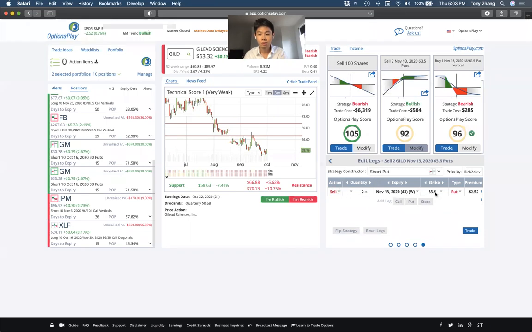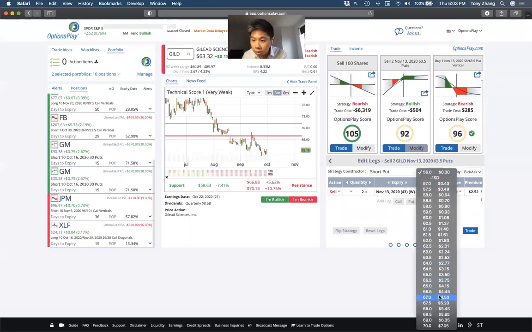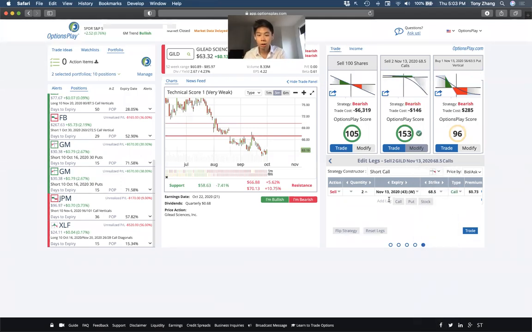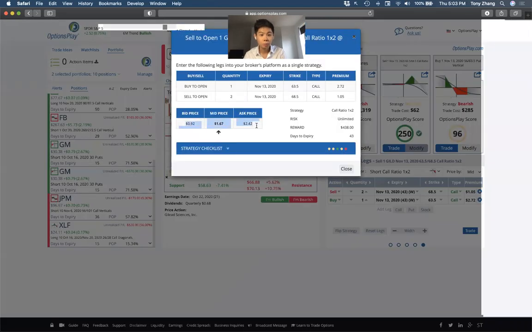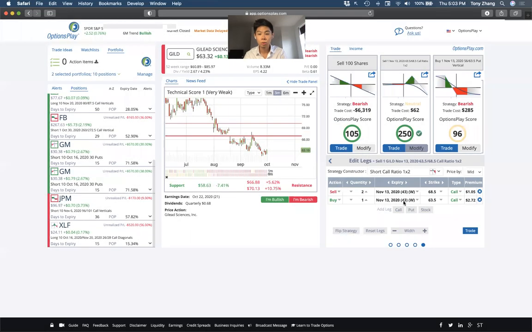Sell two of the 68.75. So let's just call it 68.5. Sell two call options. We buy one at the current price, which is 63. So this has a trade cost of $62. Now, this also has a fairly wide bid-ask spread, so be careful. I don't know that you can actually get filled at this 62 cents or so, but let's see. The 62 cents is what you're trying to get filled at.